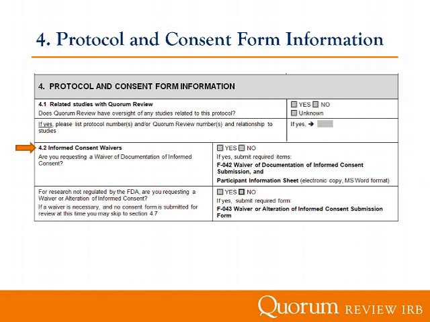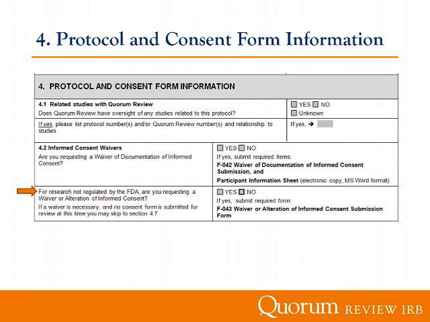4.2 asks about informed consent waivers. Again, you will need to include a form from our website, the F-042 Waiver of Documentation of Informed Consent, and a participant information sheet if the answer is yes. The second part of the question asks about waiver or alteration of informed consent.